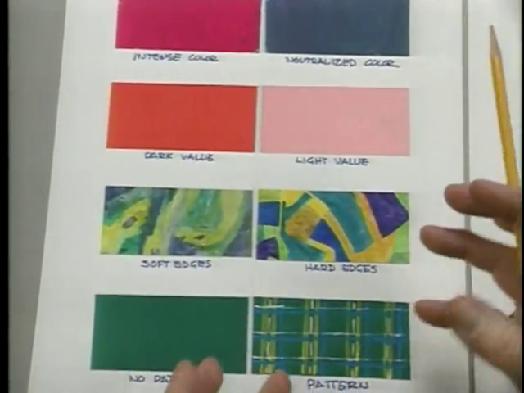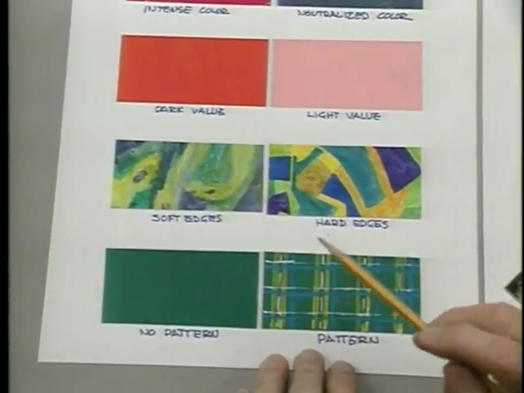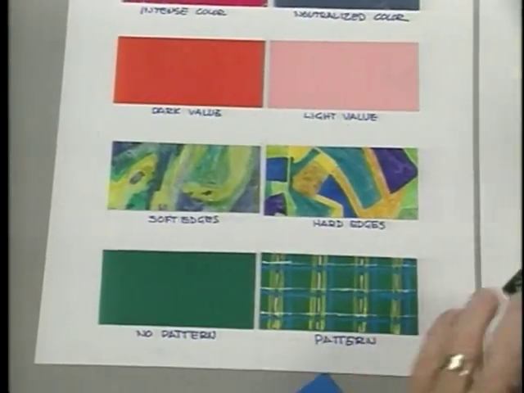You can paint these larger, cut them out, and then put them on the chart. We have an area that has no pattern. These are all of Cézanne's contrasts, and we have an area that is patterned. Now we can find things in magazines.